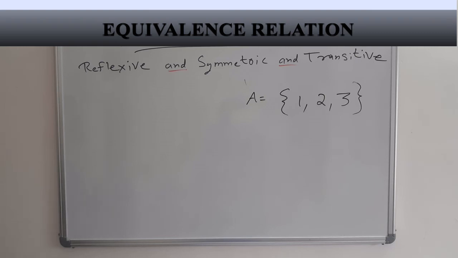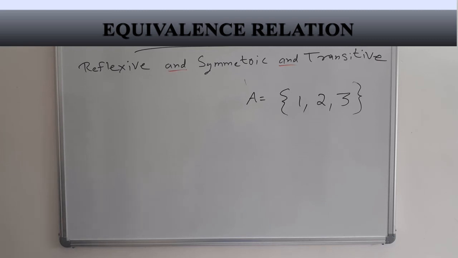And if one condition is not satisfied, like if it is not symmetric and at the same time if it is reflexive or transitive, it is not an equivalence relation. So for a relation to be an equivalence relation, it should satisfy all the three relations.